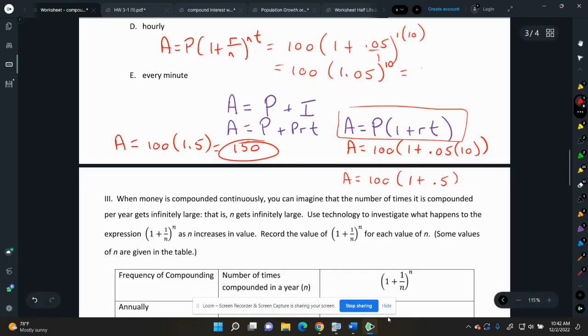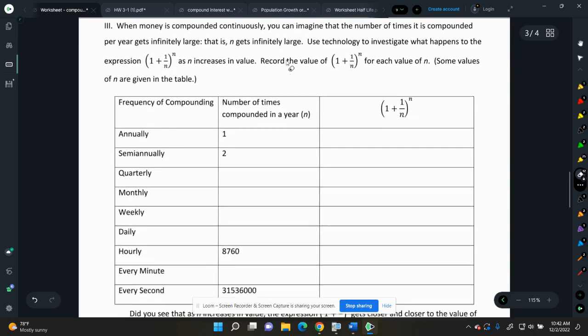So this is going to be $162.89. So compound interest is going to give me more than simple interest. Okay. We okay with that? Okay. So we're going to move on, and I'm going to introduce the number E to you.